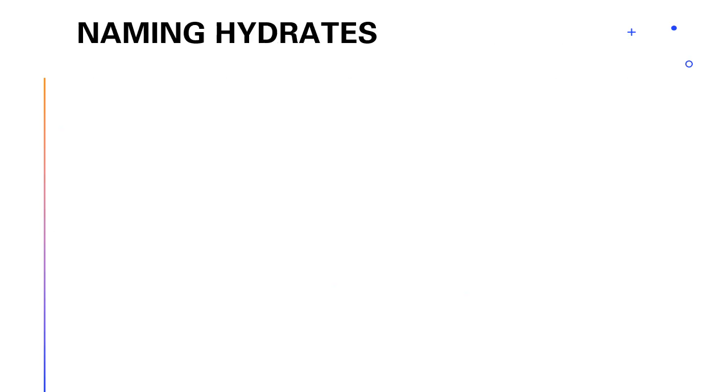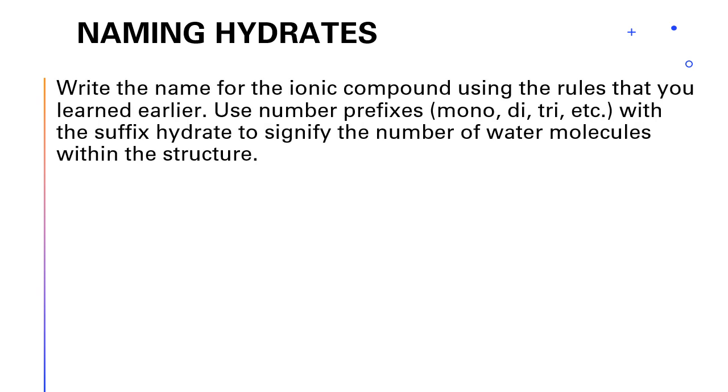If you're going the opposite direction and you're naming hydrates, we're going to write the name for the ionic compound using the same rules that we learned earlier. But now we're going to use number prefixes like mono, di, tri with the suffix hydrate to signify the number of water molecules within the structure.